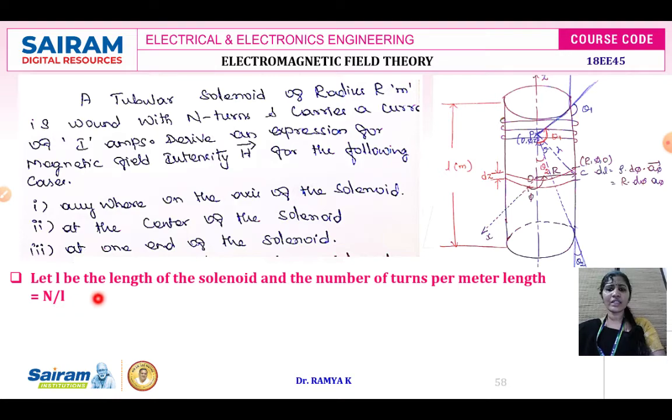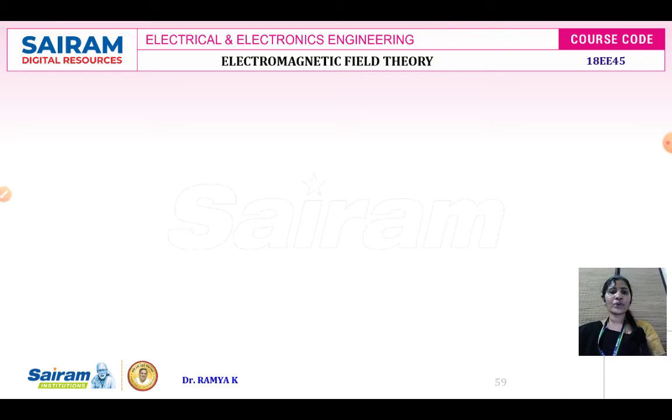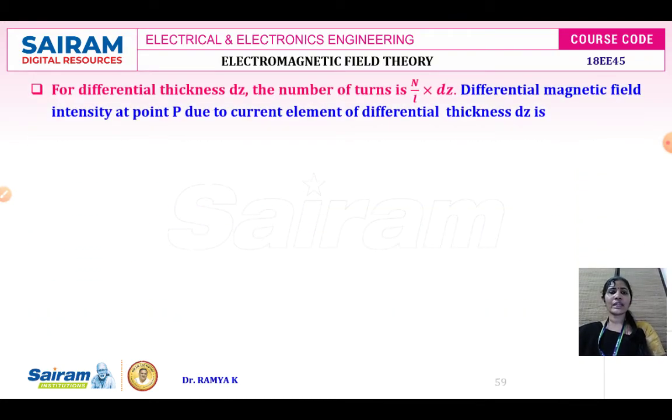So let L be the length of your solenoid. In this, N be the number of turns per meter length. What will be the number of turns per meter length? In the sense, N divided by L. So if you consider a differential elemental length at a distance of r meter at point C, we can consider dl is equal to rho d phi. We are going to analyze it by using a cylindrical coordinate system.